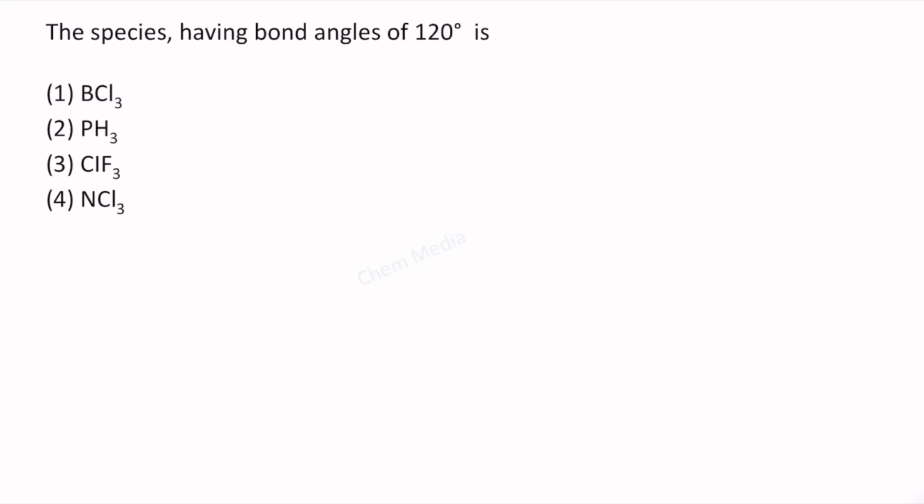Hello everyone, here is a question from chemical bonding. The species having bond angles of 120 degree is which one?